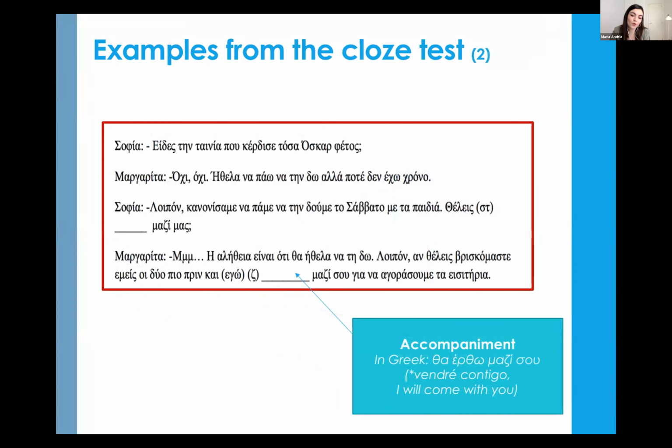And the same with the case of accompaniment, where, as Alberto explained at the beginning, when accompaniment is expressed in Greek, we usually tend to use the verb to come. I will come with you. So here we have the opposite. We have the use of the verb to go.